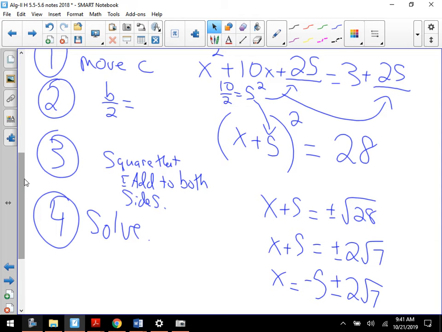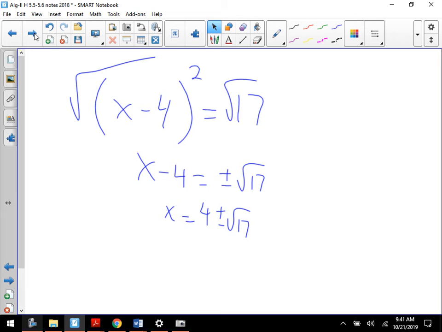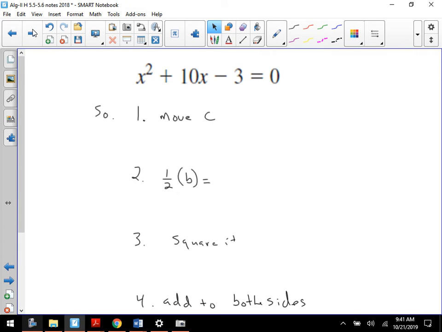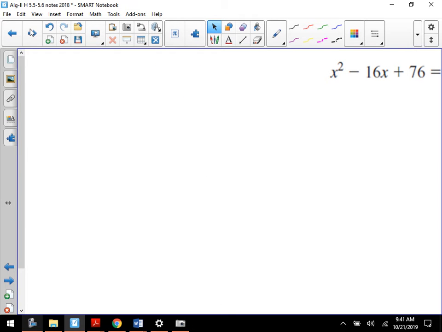We do this completing the square stuff. Like I said, it's a means by which we can factor, and you can factor anything with it. It just so happens it's the easiest one to factor when b is even. Okay. So let's take a look at another one. X squared minus 16x plus 76.